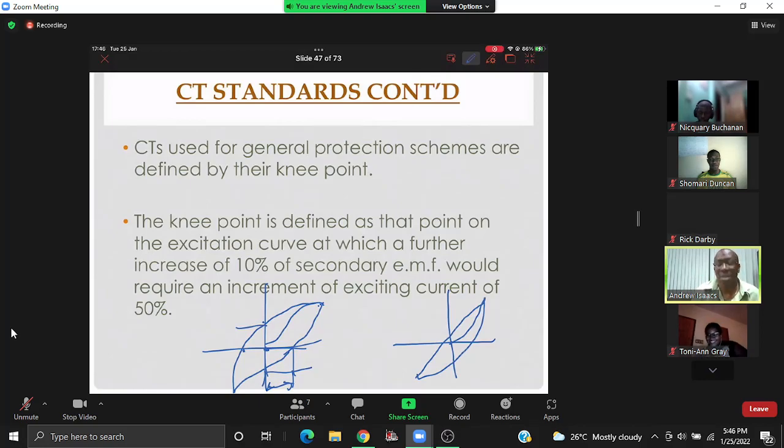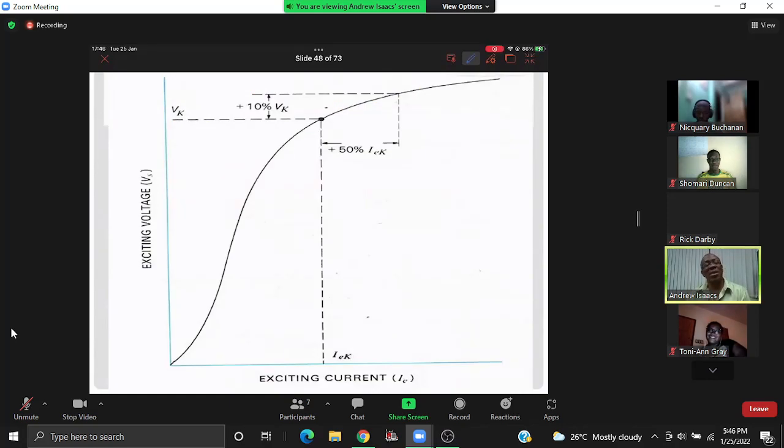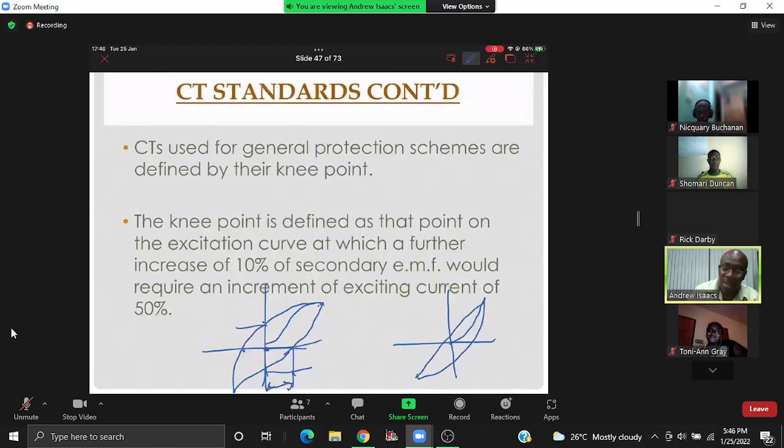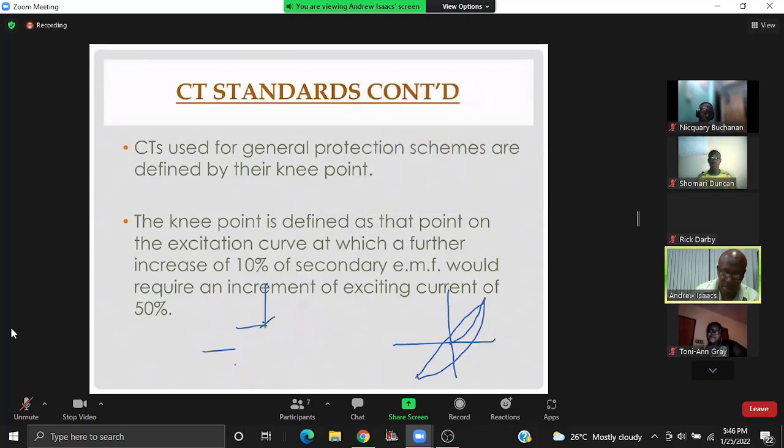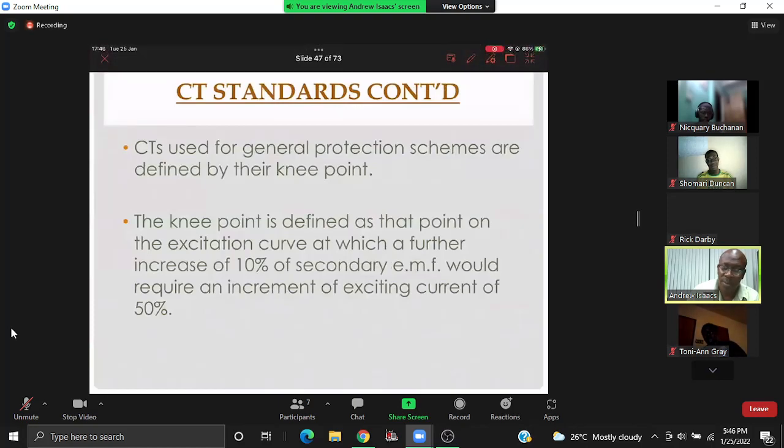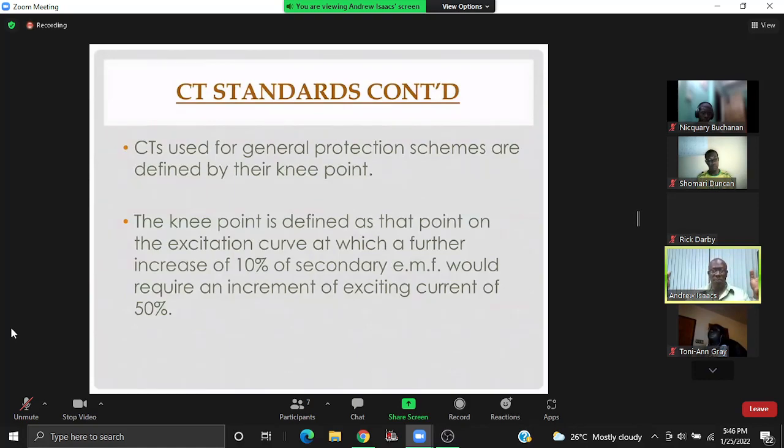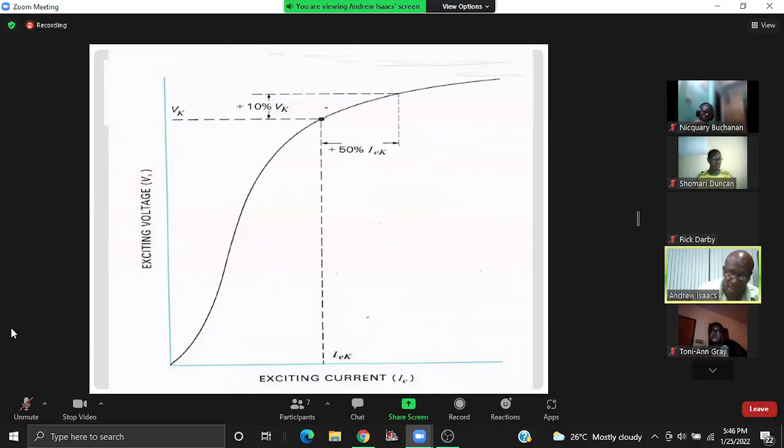Anyway, this is what the magnetizing curve looks like. There comes a point where you run into saturation, or you're heading towards saturation, where increasing the current by an additional 50% will only give you a small, 10% increase in EMF. Initially, starting from zero, as you increase the current, the excitation voltage increases. But it gets to a point, which we call the knee point, where if we increase the current by a further 50%, we'll only get a 10% increase in output voltage. So it's now getting towards saturation. That knee point is very, very important.